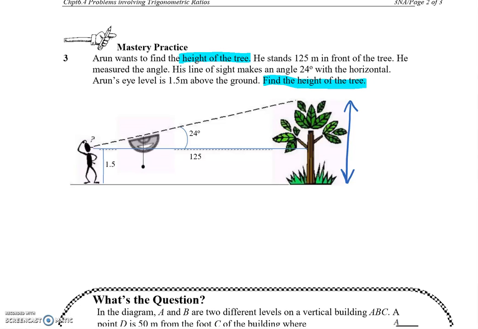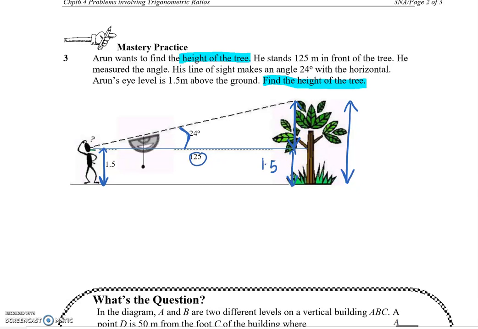He stands 125 meters away in front of the tree, so that's 125 right here. Then he measured the angle, which gives you 24 degrees. His line of sight makes an angle of 24 degrees with the horizontal, so that's labeled right here. And Arun's eye level is 1.5 meters above the ground. To find the height of the tree, you would need to identify and split this height into two parts. The first one being this one here, and the second one here, which you know is the same as this length, 1.5. So if we can find this, we just add them up and we get our answer.